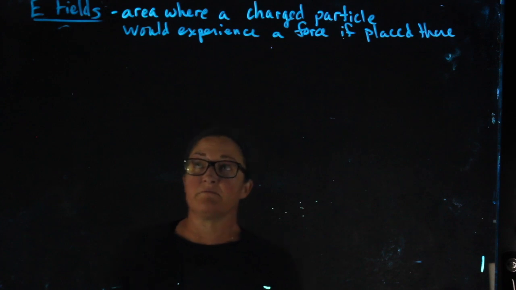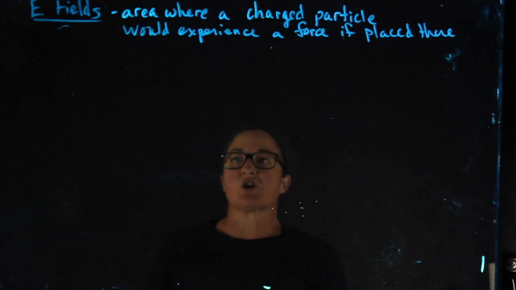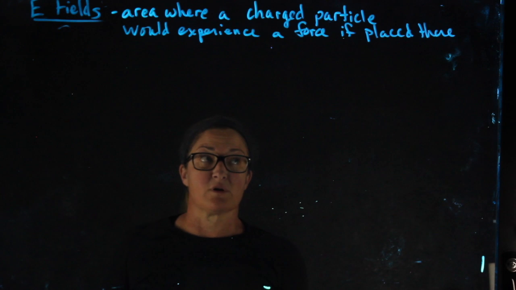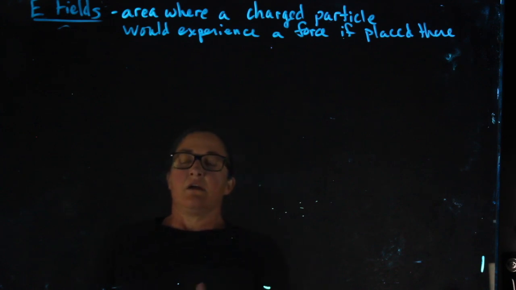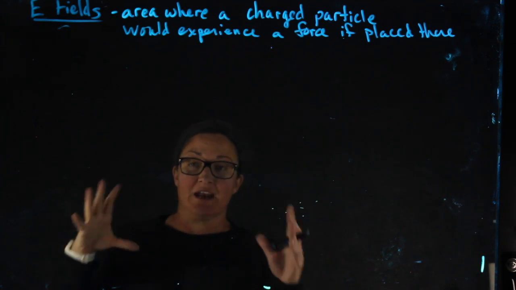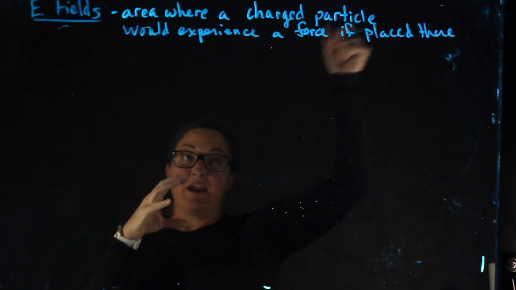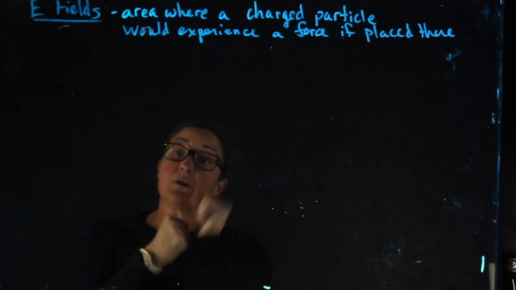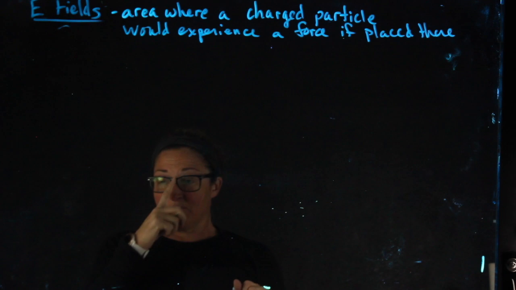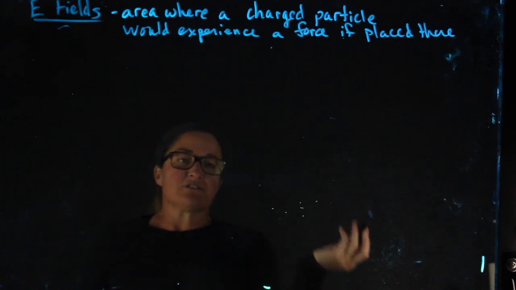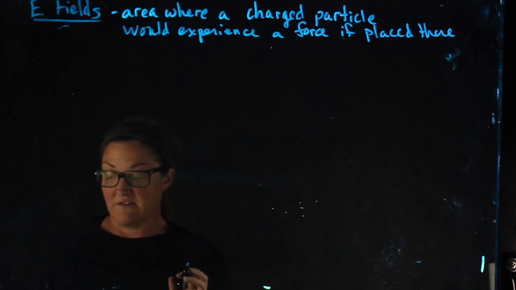What is an E field? An E field is an area where a charged particle would experience a force if placed there. Much like a gravitational field from a planet, it's an area where if a body enters that gravitational field, it would experience an attractive force due to gravity. So E fields are going to connect to Coulomb's law and connect to the forces here.